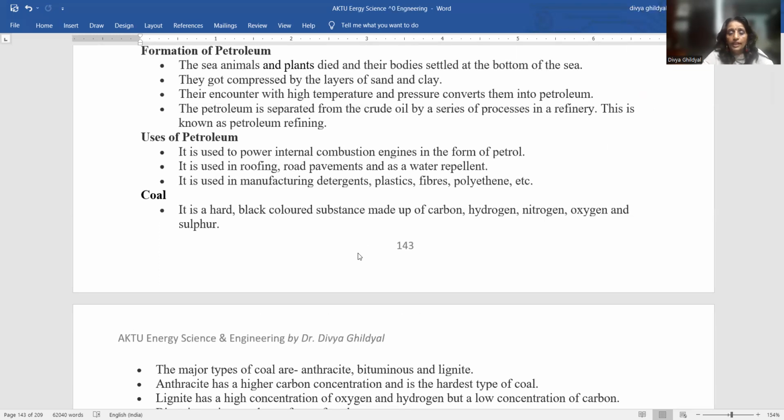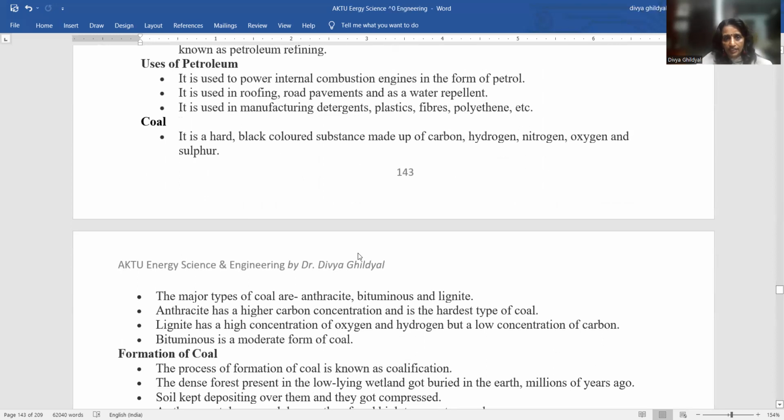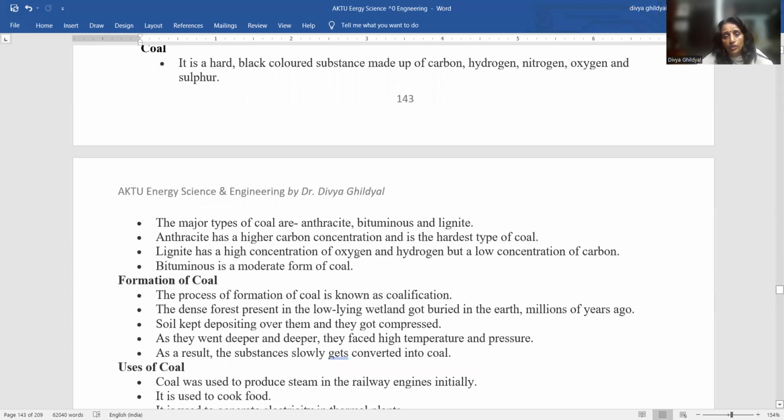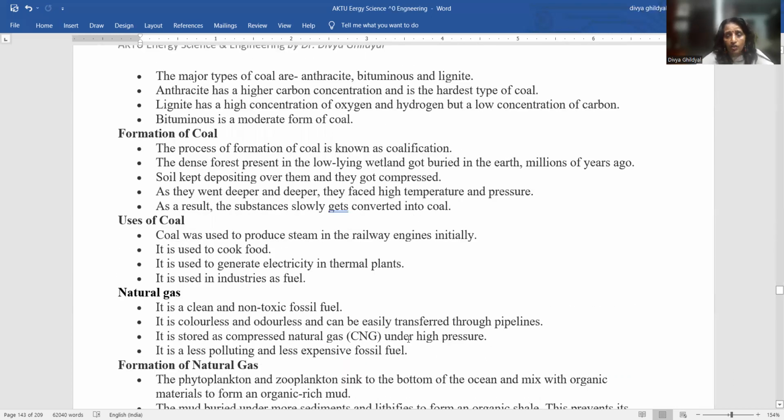Coal is used a lot for cooking purposes in villages, etc. The process of coal formation is known as coalification. The dense forest present in the low-lying wetland got buried in earth millions of years ago. Soil kept depositing over them. They got compressed, and when they went deeper and deeper, they faced high temperature and pressure, as a result of which they got slowly converted into coal.